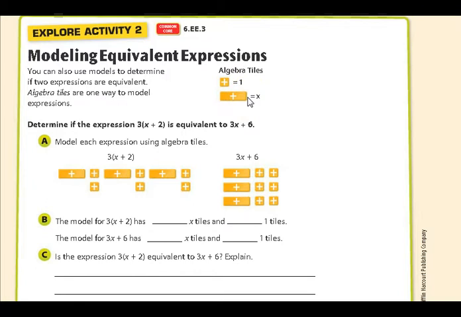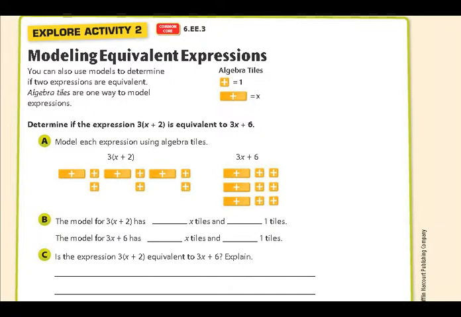So, determine if the expression 3 times x plus 2 is equivalent to 3x plus 6. The way we model it is we model each expression using algebra tiles. 3 times x plus 2, so we have 3 groups of x plus 2. X plus 2, x plus 2, x plus 2. Do you see how we have 3 groups of that? It says 3 times means we have 3 groups. And over here we have 3x plus 6, we have 3 x's, and then we have 6 1's.